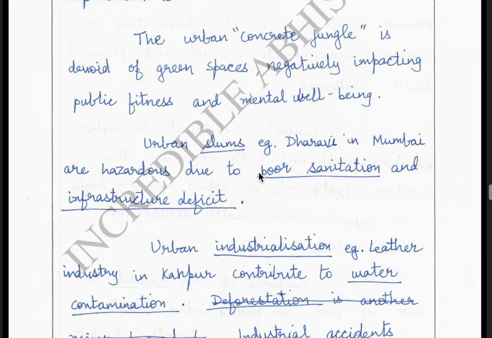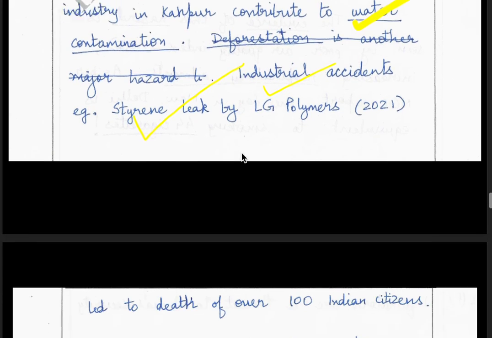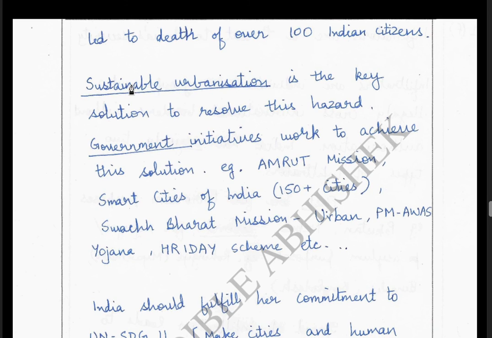All right. Urban slums. He is talking about urban slums and connecting it to poor sanitation, infra deficit. See, he has connected urbanization to your human health. He is talking about water contamination, that is your water pollution, industrial accidents, air pollution by styrene leak where many people died in 2021. Yeah, 100 citizens.